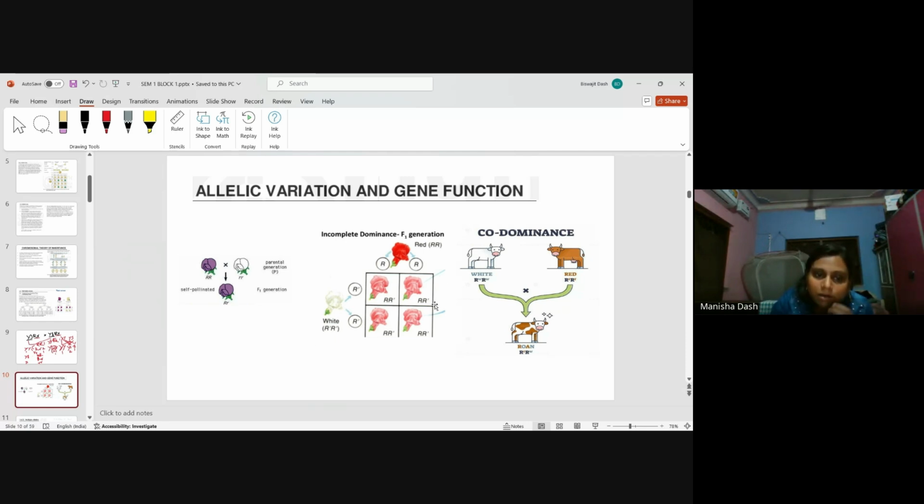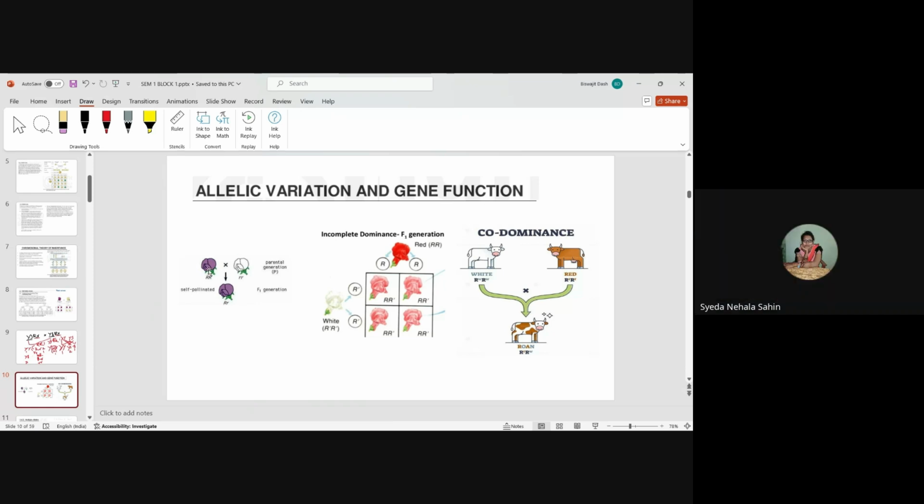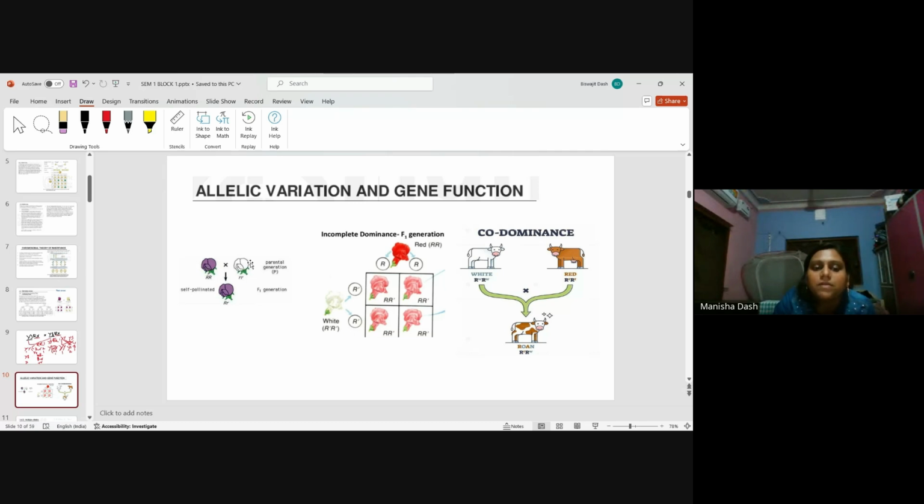Like if you observe in this first diagram, you are crossing a purple flower with a white flower, and all the F1 are coming out as purple. So this is a clear case of dominance, which is following the Mendelian principle. The purple is dominant over the white.